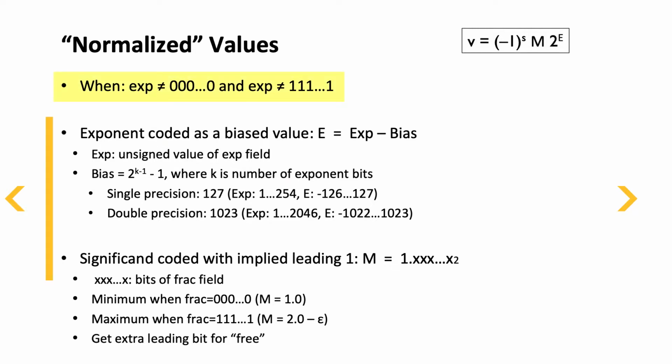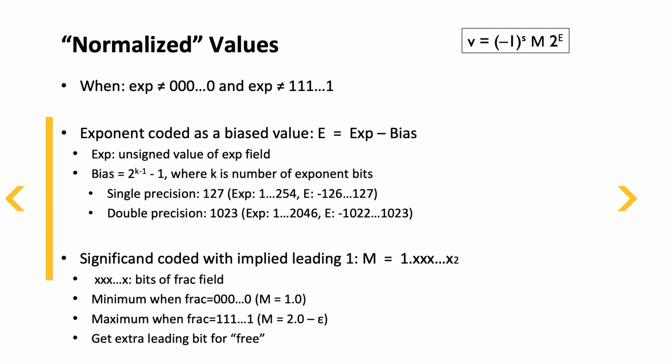So for normalized values, the bits in the EXP field are not all 0s and they're not all 1s. If they're all 1s in the EXP field, we're not in normalized. If they're all 0s in the EXP field, we're not looking at a normalized value. If it's neither one, then we know that we're looking at a normalized value. So it's pretty easy to determine what kind of value we're looking at.